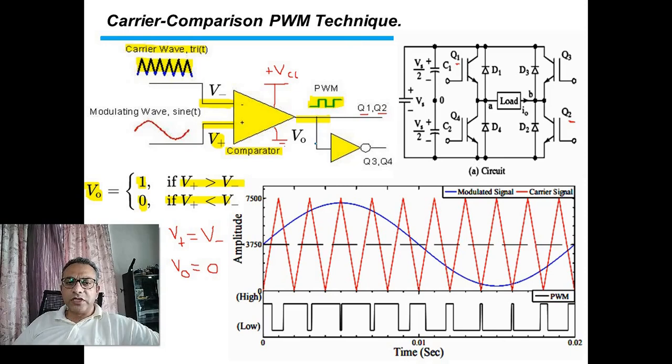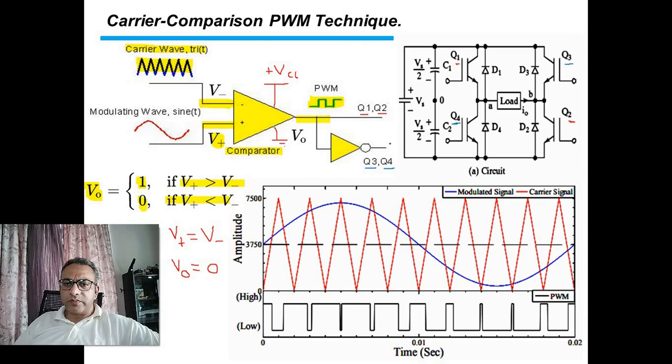So when we have logic 1 at the input of the NOT gate, we produce logic 0. When we have logic 0 at the input of the NOT gate, we have logic 1. The output of the NOT gate is given to Q3 and Q4. This is Q3 and this is Q4. Therefore, Q1 and Q4 are working as a complementary pair, and Q3 and Q2 are also working as a complementary pair.